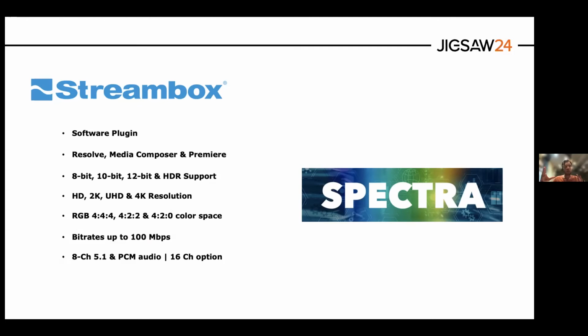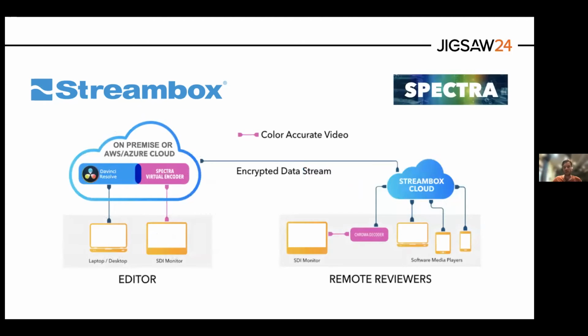So if you've got the client end at the other end, if you want full color accuracy, you're looking at the hardware decoders to do that. But there are multiple ways to view these using free software players, iOS devices, etc. And I'm going to show a brief example of that in a bit. Here's a kind of quick overview of what Spectra is going to look like.